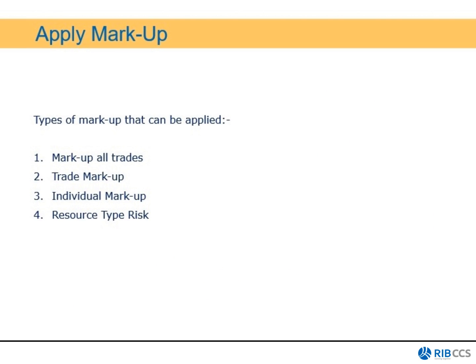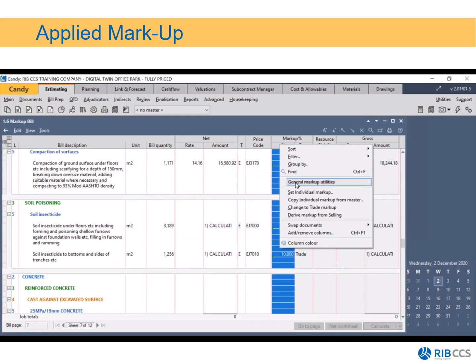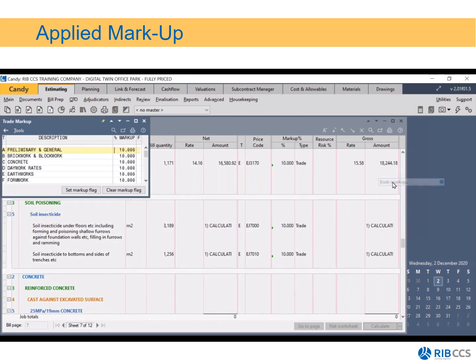So we've marked up all the trades. The next one is what we call a trade markup. So again, in the markup percent column, right click, markup, general markup utilities, and the first option there, the trade markup. So if we want to make our tender slightly more competitive, our paintwork and our waterproofing are going to get subcontracted out. We don't really need to do any hard work when it comes to that. So I'm going to reduce my paintwork to 5% markup, and also my waterproofing.